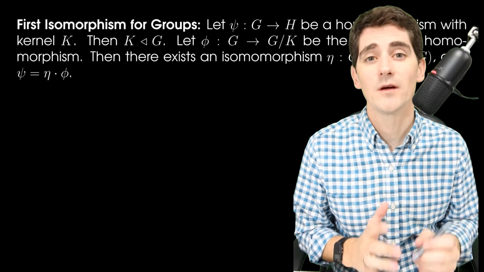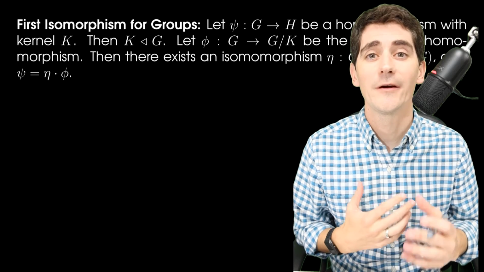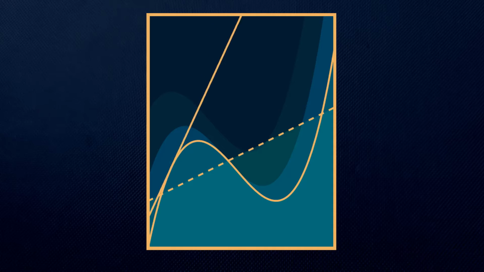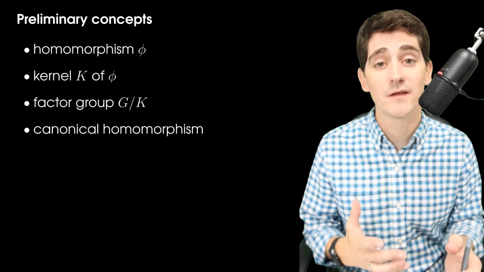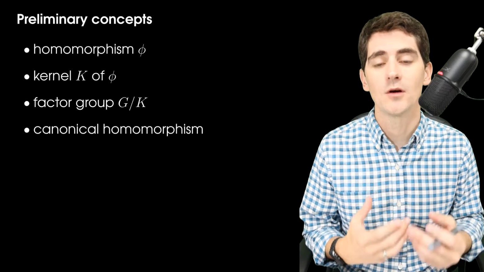The first isomorphism theorem for groups is a classical result that's very important that characterizes the connection between a homomorphism and factor groups. We're going to prove it today. Let's get started. Before we can go into the proof of the first isomorphism theorem for groups, there are some preliminary concepts that I need to make sure that we're all on board with.